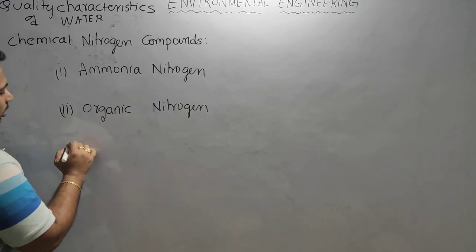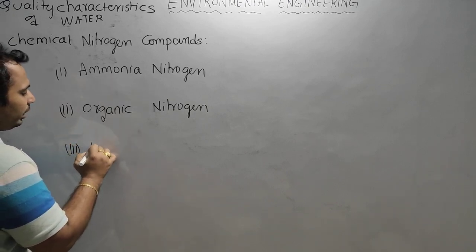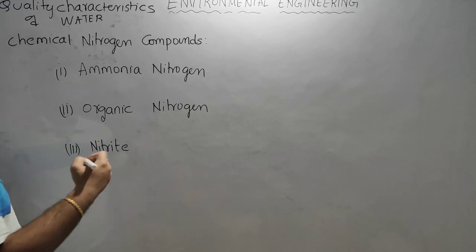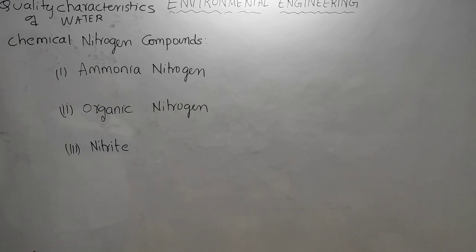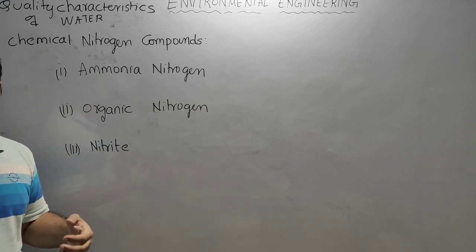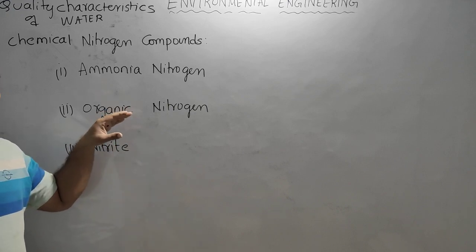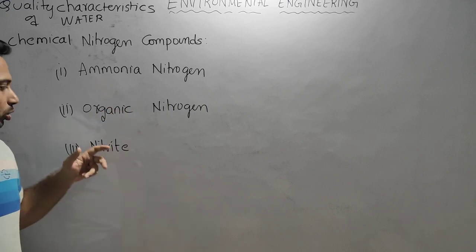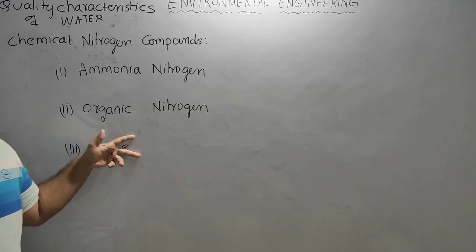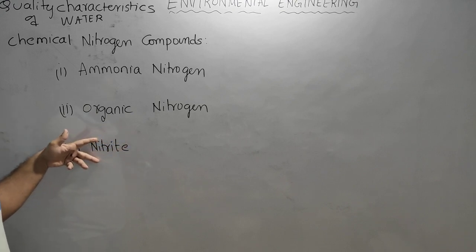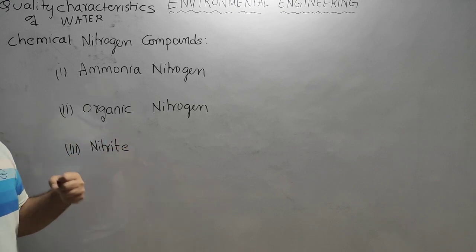The third one is nitrates. During its stage of decomposition, this organic nitrogen becomes nitrate. Nitrate means it needs some kind of oxygen. It is on its path of decomposition, on its path to attain stability. So this is a highly unstable stage where it needs a lot of oxygen, and the demand will be more.